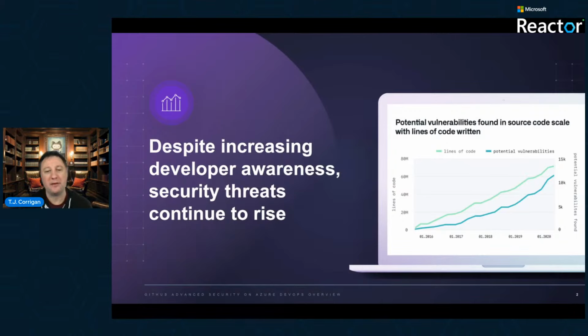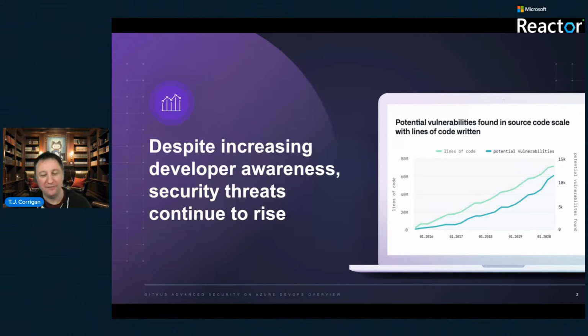First off, I just want to give a little background around application security and why we think it's so important and have made this available inside of Azure DevOps. And that's really because despite all this effort that we're spending, and collectively the industry is, we're finding that security threats are continuing to rise. So as we write more and more lines of code, we're writing more and more vulnerabilities.